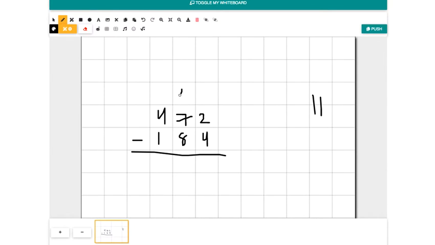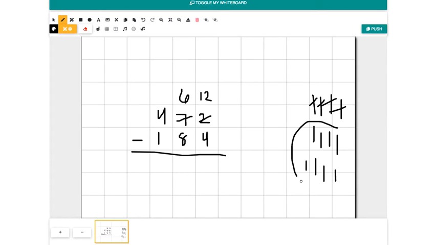So I'm going to take away 1. It's going to become a 6. Now I'm going to add 10 to my 2. So 10 plus 2 is 12. 12 minus 4. So if you can't do that in your head, draw your tally marks. So 1, 2, 3, 4, 5, 6, 7, 8, 9, 10, 11, 12. I'm going to take away 4. So 1, 2, 3, 4. So I have 8 left over. So 12 minus 4 is 8.